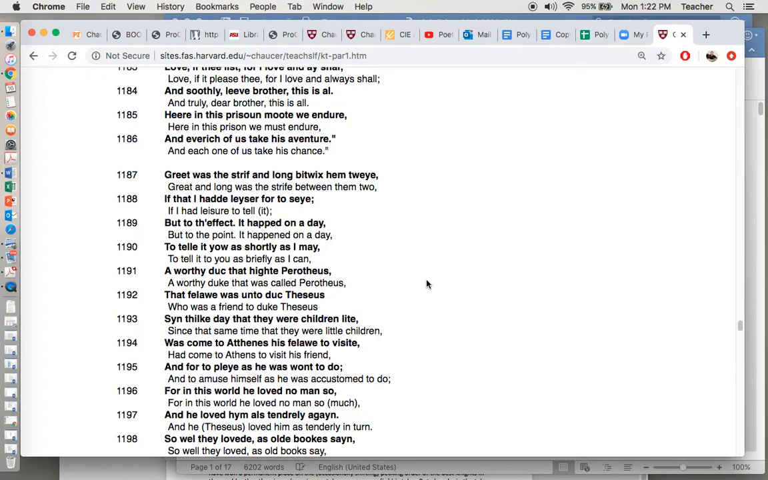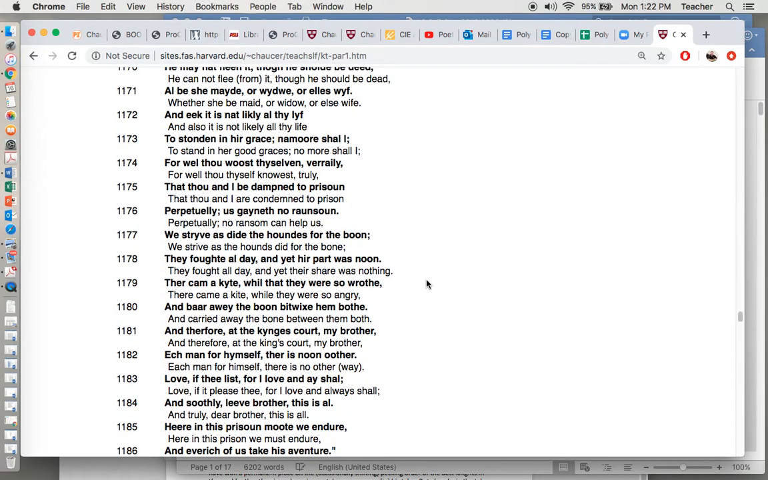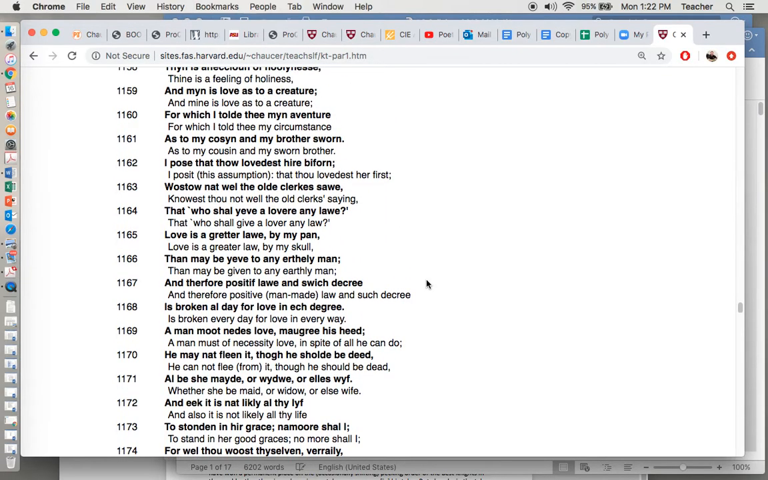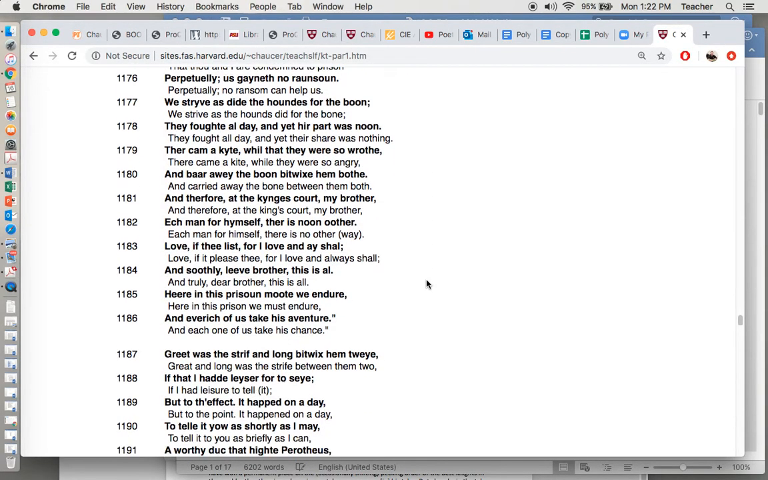So again, all's fair in love and war. The oath really doesn't matter. And Arcita is actually acting like a member of the cult of Cupid.